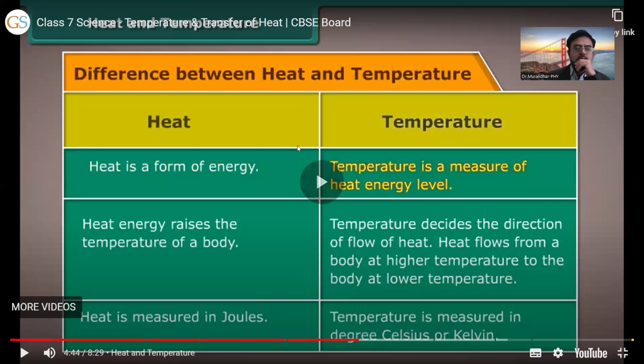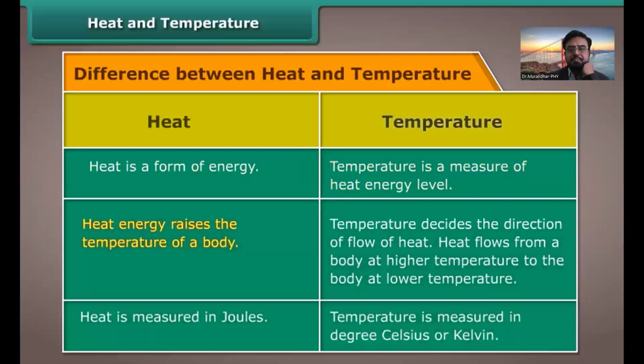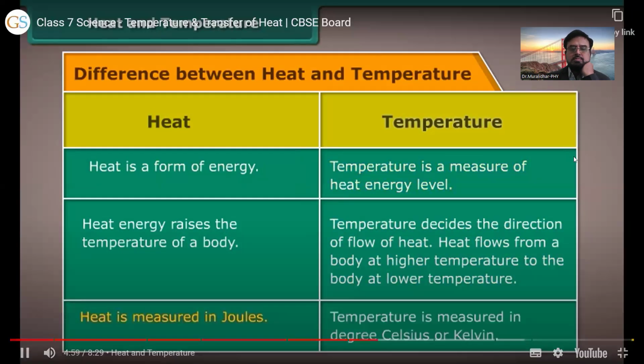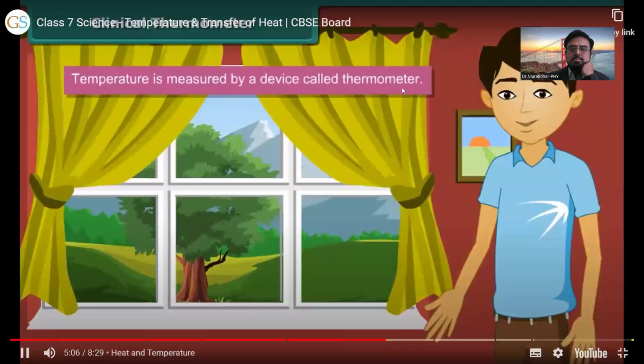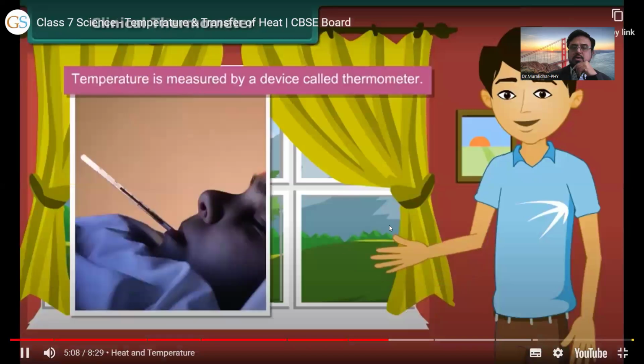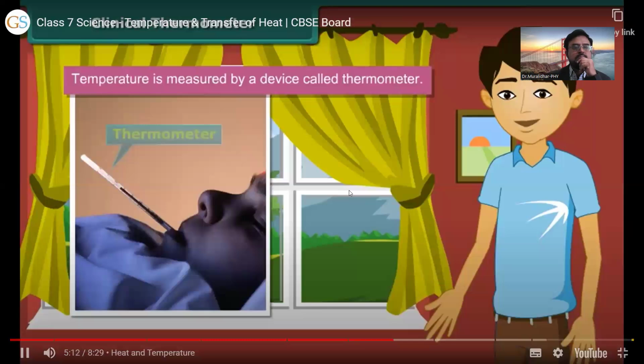Completed? Okay. This shows the difference between heat and temperature. Heat is a form of energy. Temperature is a measure of heat energy level. Heat energy raises the temperature of a body, while the temperature decides the direction of flow of heat. Heat flows from a body at higher temperature to the body at lower temperature. Heat is measured in joules. Temperature is measured in degrees Celsius or Kelvin.